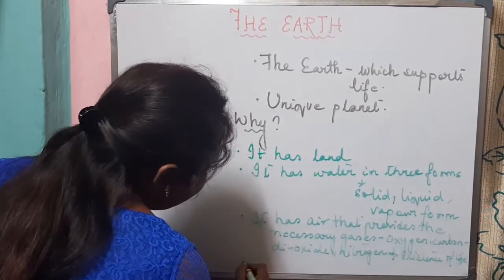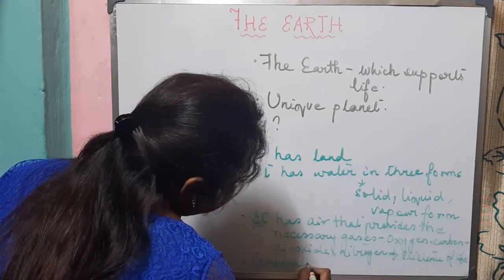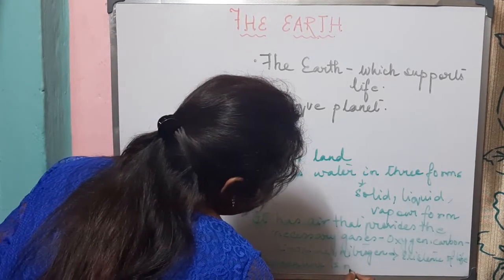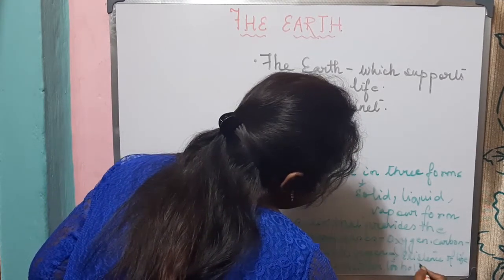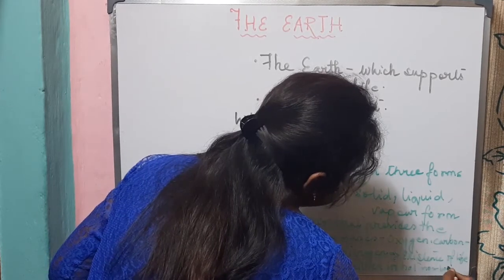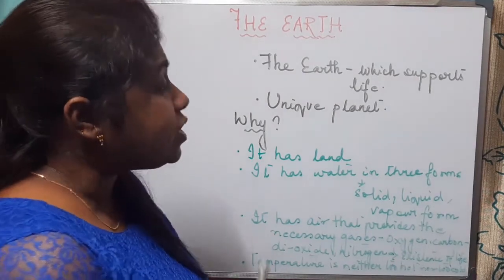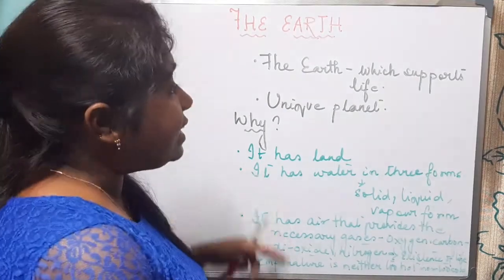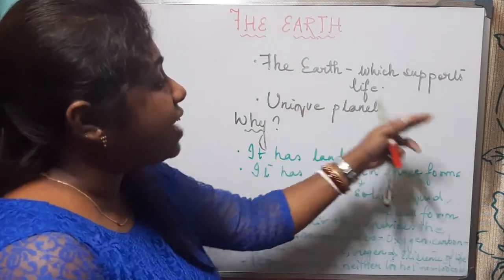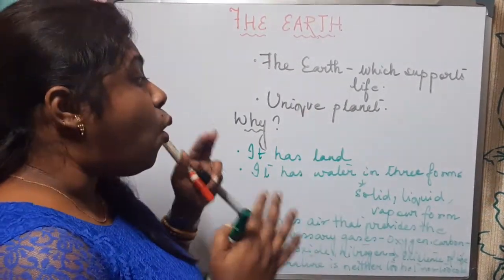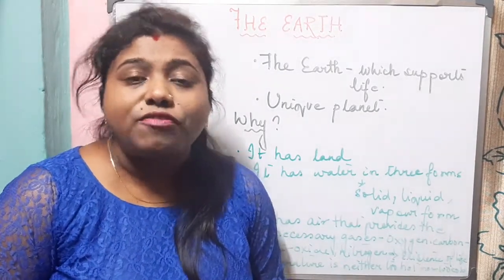And because of the atmosphere, the temperature of the earth is neither too hot nor too cold. And that is why life can exist where? On the earth. And that is why the earth is the only planet where life can exist, because it has all the favorable conditions which are required for the existence of life.